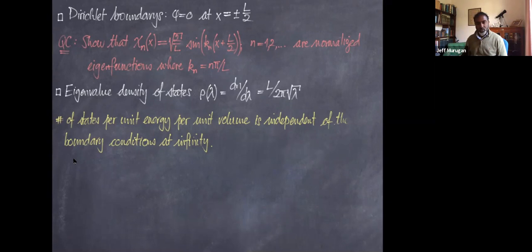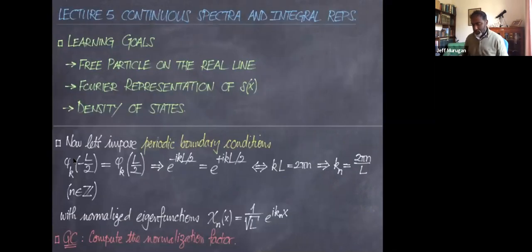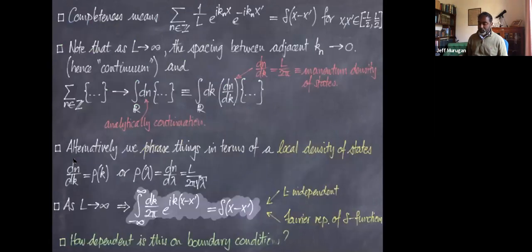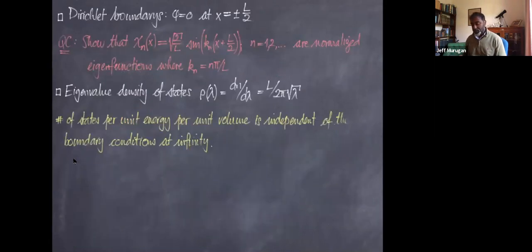I'm not sure why, but I didn't think we'd cover all of this so quickly, but here we are. So we've discussed the Fourier representation and the density of states. What I want to talk about next is the next section, which is on integral representations and differential equations.